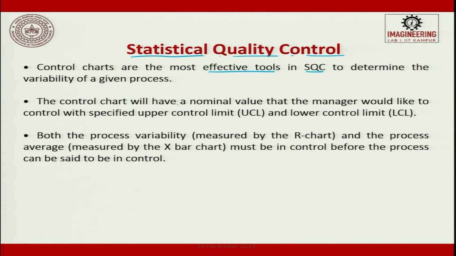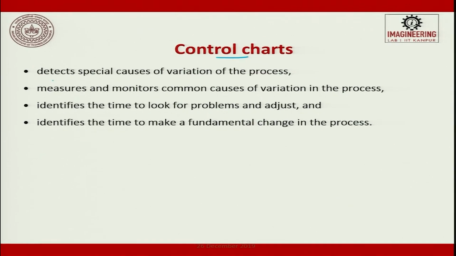The control charts will have a nominal value that the manager would like to control, with a specific upper control limit and a lower control limit. Both the process variability, measured by the R chart, and the mean, measured by the X bar chart, must be controlled before the process can be said to be in control. The control charts are used to find the defects and special causes of variation in the process, measure and monitor common causes of variation, identify the time to look for problems, and identify the time to make a fundamental change in the process. For all those things we use control charts exhaustively in quality control.